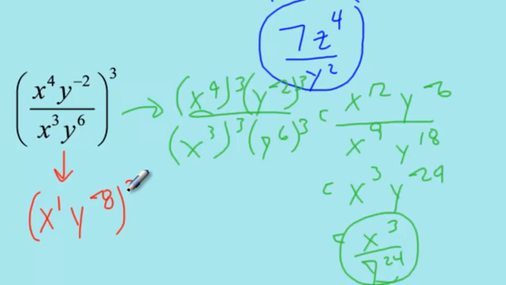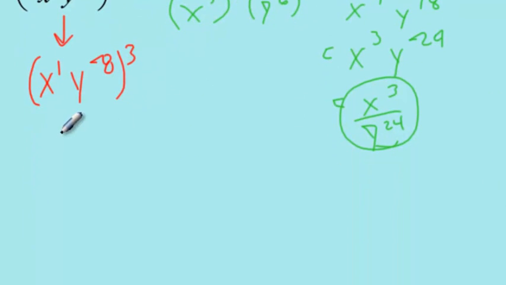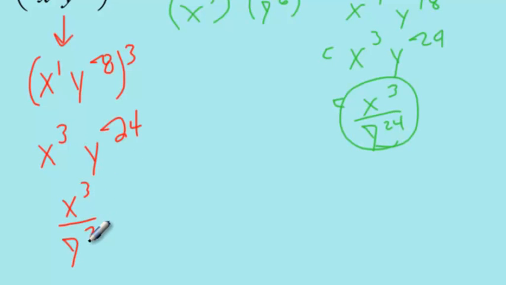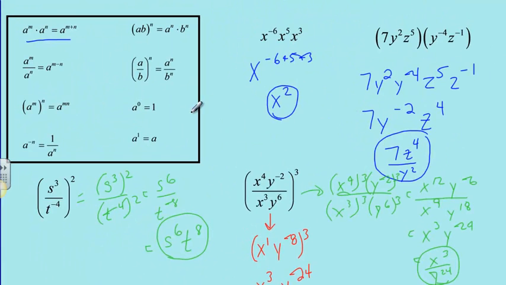Now, with that being raised to the 3rd power, I can distribute that exponent, and I can get x to the 3rd, y to the negative 24th. Take that y to the negative 24th, and we put it on the bottom. Sorry for the penmanship there. Okay? So we need to be able to work with these exponents and simplify properties like that.